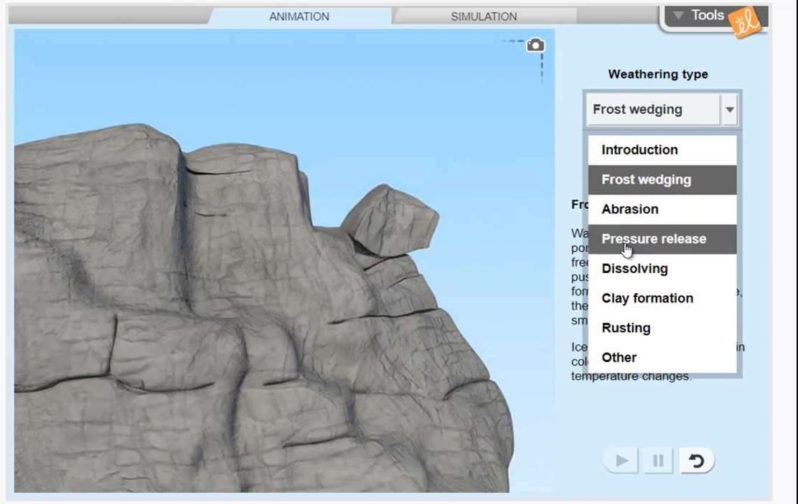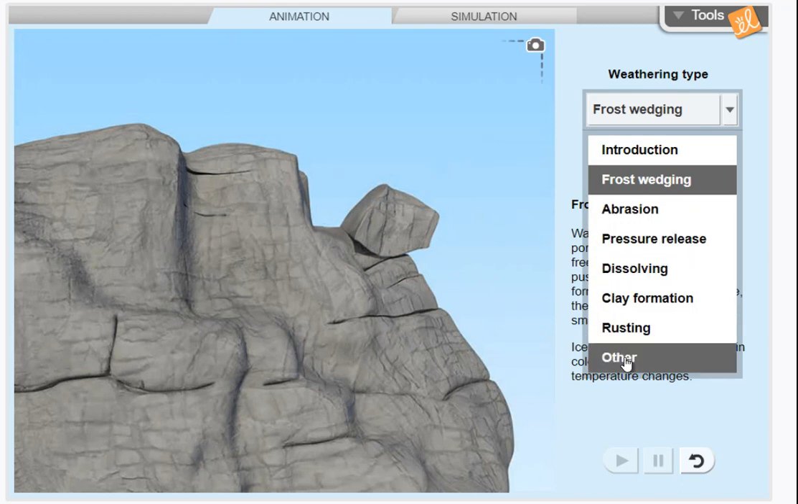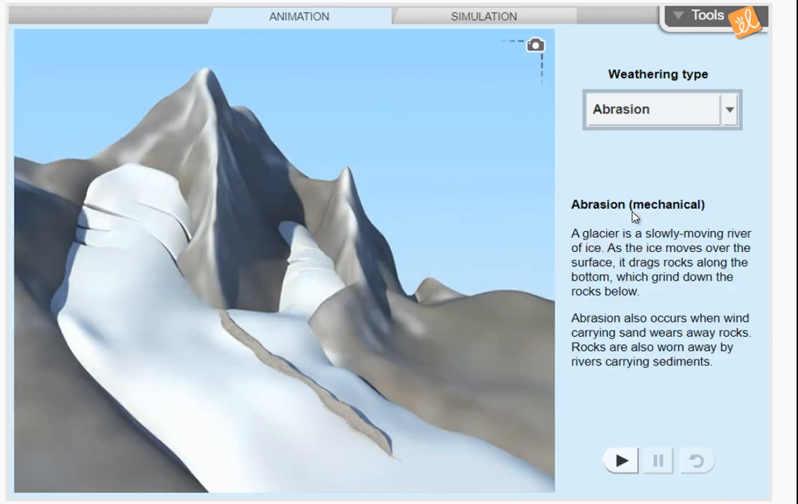Abrasion, and then keep on going: pressure release, dissolving, clay formation, rusting, and other. The abrasion, we'll quickly look. This is a glacier, and as a glacier moves along the ground, it drags large boulders at the bottom, which creates lines or gouges into the bedrock, and that's a form of weathering as well. Those gouges are called striations. But you read these two paragraphs, click on the play button, and watch the animation.